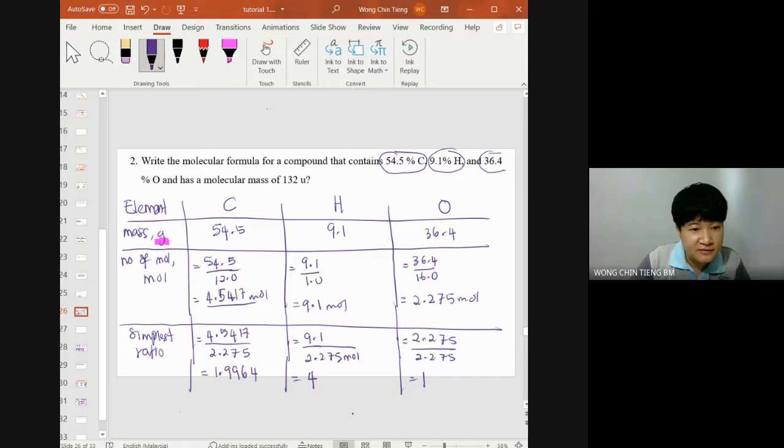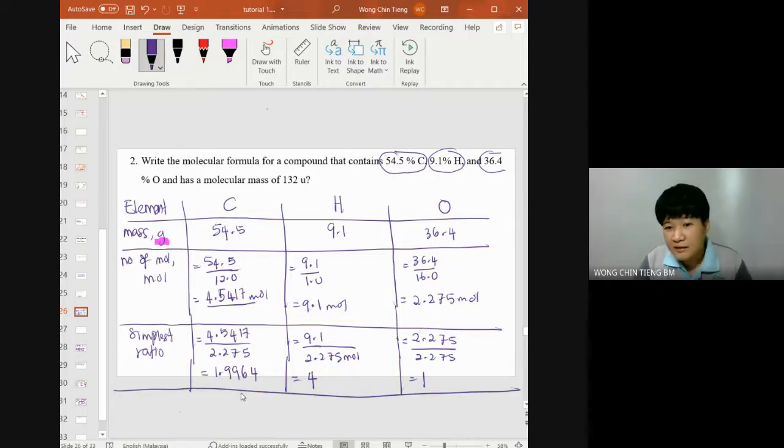Oh, 4. Nice. Soalan macam ni tak keluar final. So over here, 1.9964 baru boleh round off. So this one can be 2. That's why you have C2H4O, yang jawapan kawan kamu bagi.